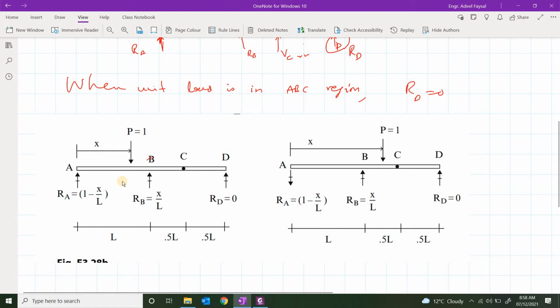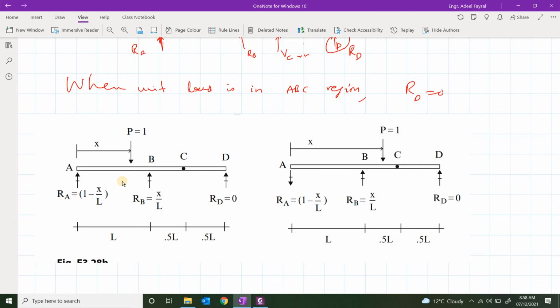In this case, it is in AB region. In this region, the load, and in this case, it is in between B and C. But in both cases, it is within that ABC region. So we have seen that. So when it is somewhere in the ABC region, the RD is always 0. You can see this over here. When RD is 0, you can find out the two directions very easily. Okay. And VC is also 0.